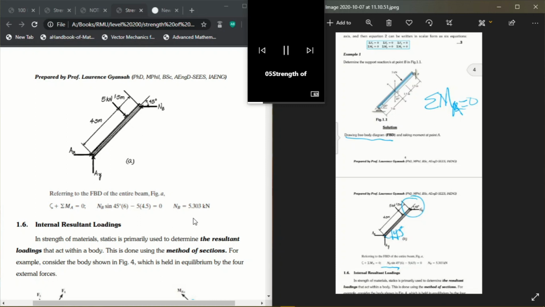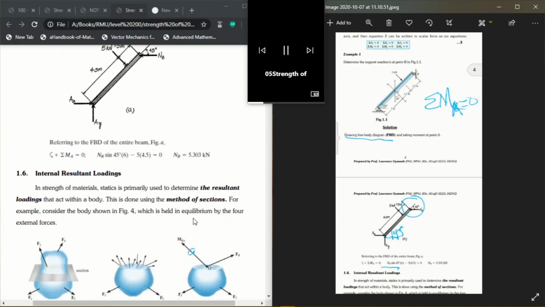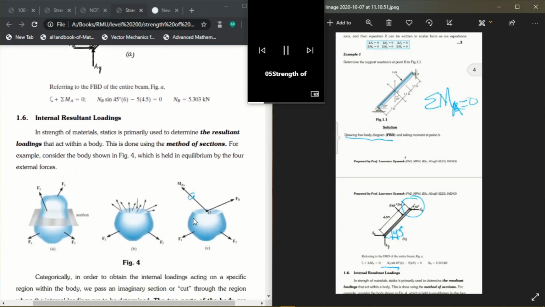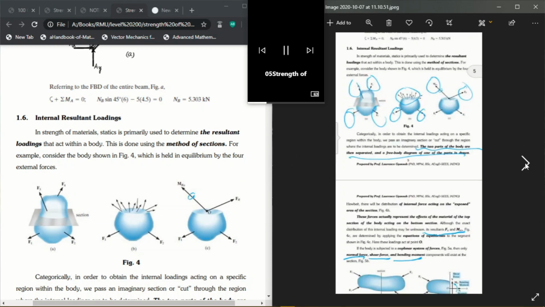We move ahead to look at what we call internal resultant loadings. I said that when the body is subjected to a coplanar system of forces, there will be a single force that will definitely act at the centroid of the body. Or there can be internal forces when you section through the structure. So if you look at page 5 of your lecture material, we call something internal resultant loadings. If you cut through a member, we expect forces to exist.